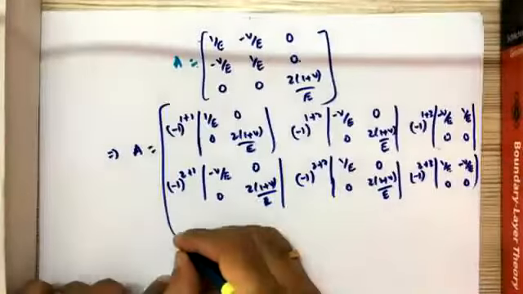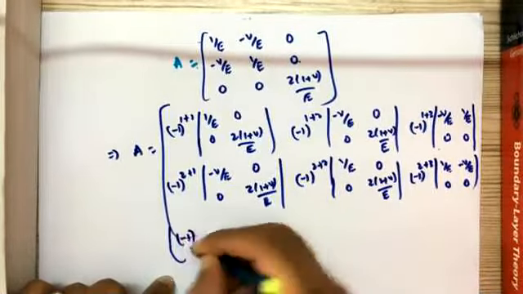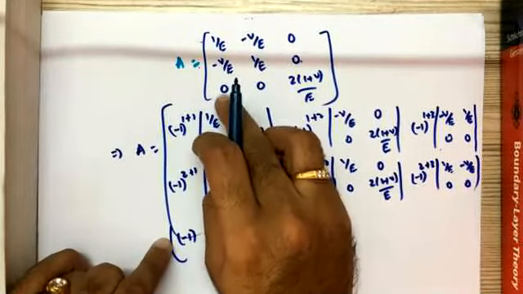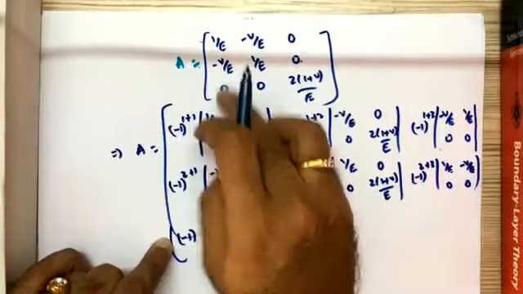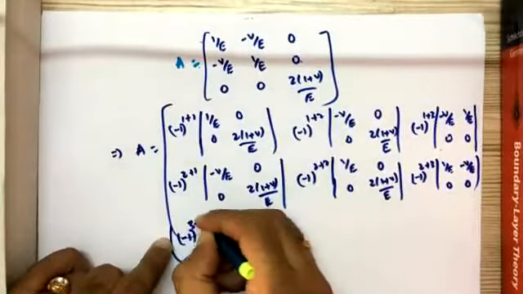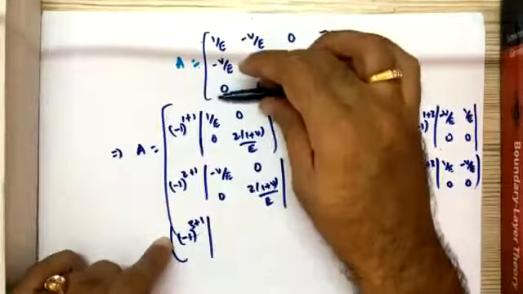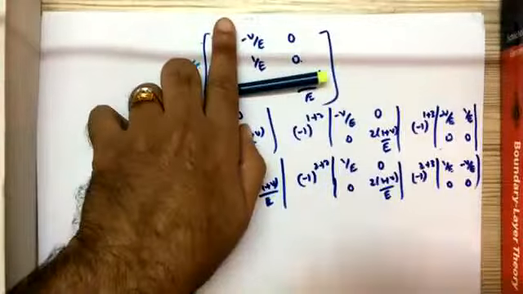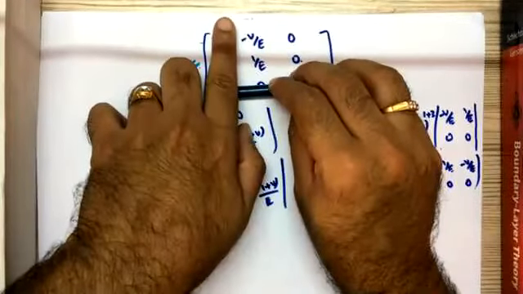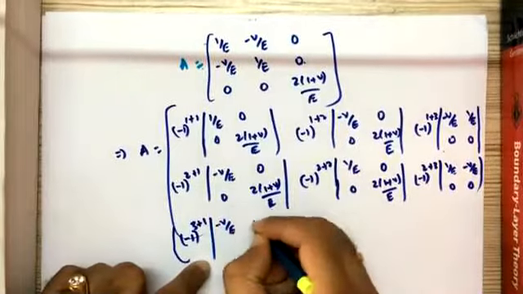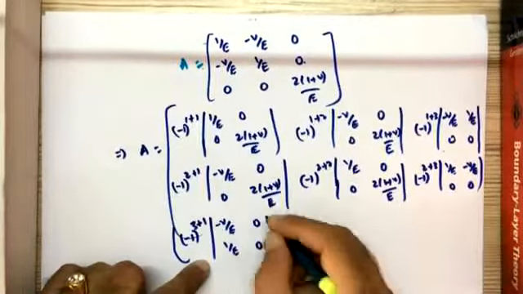Fine. Last, minus 1 whole power. Last row, first element. What is this row number? 3. What is this column number? 1. Row 3, column 1, so 3 plus 1. If I eliminate that particular row and column, what is remaining? Minus nu by E, 0, 1 by E, 0.